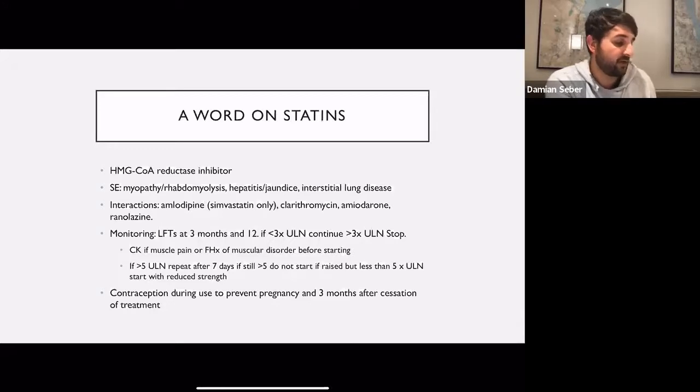I've put some stuff about monitoring in there. You don't really need to know it for the prescribing station. It's more for if you're asked to explain statins and stuff. So I've put that in there. And if someone's of childbearing age, you must prescribe contraception because it's teratogenic, and it needs to be for 3 months after cessation of treatment as well.